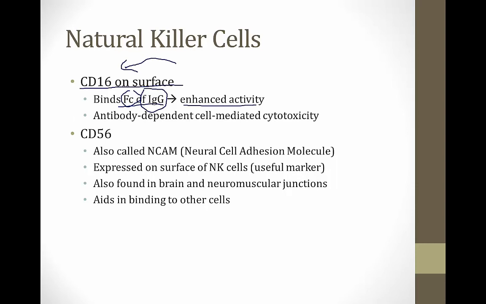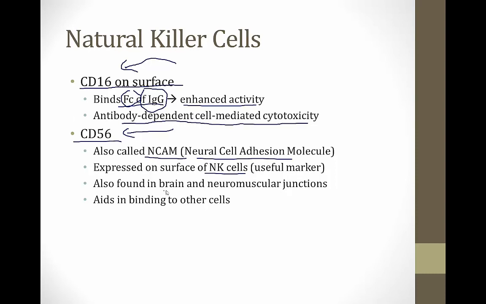It is through CD16 binding of the Fc portion of IgG that natural killer cells perform antibody-dependent cell-mediated cytotoxicity, and I'll talk about this in a minute. The other surface molecule that's important to know about is CD56. This is also called NCAM, which stands for neural cell adhesion molecule. It's a commonly used marker to identify natural killer cells. When they find that cells express CD56, they know that they are natural killer cells.